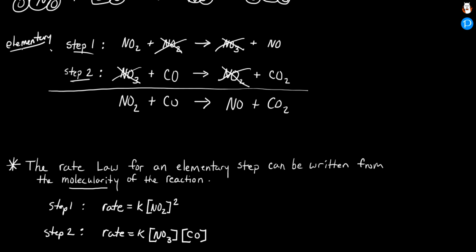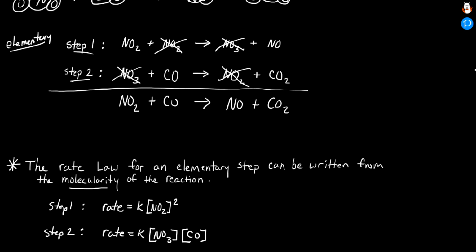So if you know that a reaction is an elementary step within a mechanism, you can write the rate law for the individual step. But you cannot write the rate law for the overall reaction unless you have the experimental data for the overall reaction, okay?